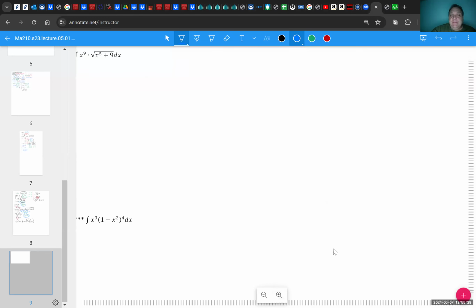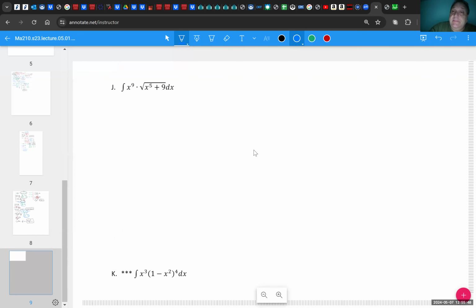All right. So here's letter J. We have a multiplication of x to the 9th and the square root of x to the 5th plus 9 times dx. All right, I'm going to make this just a little bit bigger. Okay. So a good choice for u is something that we'd like to simplify. This square root thing is very nasty. I don't know what the square root of x to the 5th plus 9 is, and if I could wish it away, I certainly would. It would make the problem much easier.